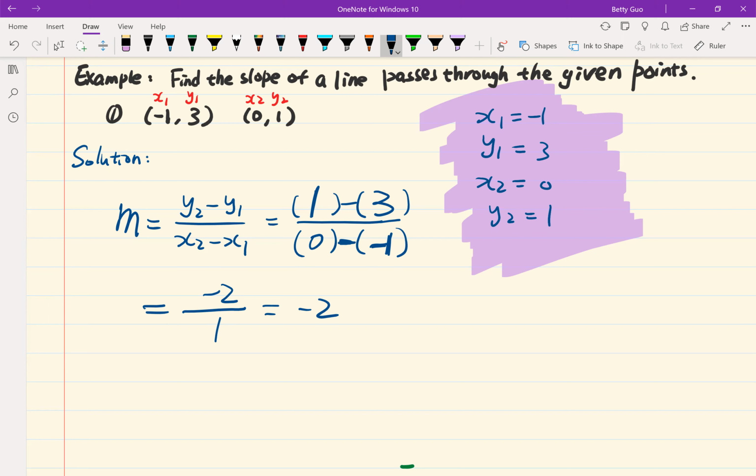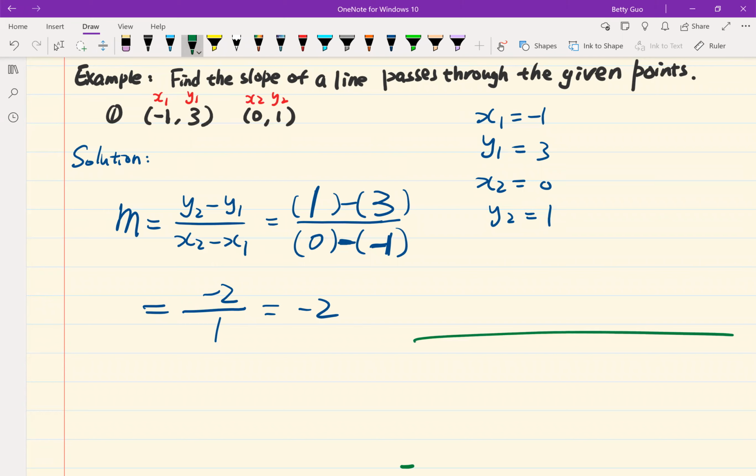Let's do a little bit extra for this problem. Actually, for this problem, we already got the value for the slope. To analyze the result, we want to graph this line in the rectangular coordinate system. We can graph the line because we know the 2 points already, right? We have 2 different points already.